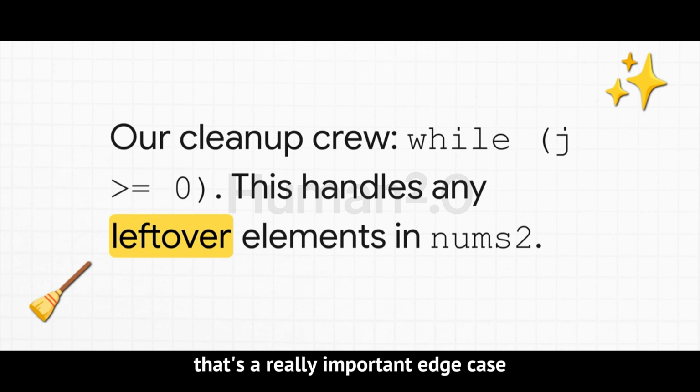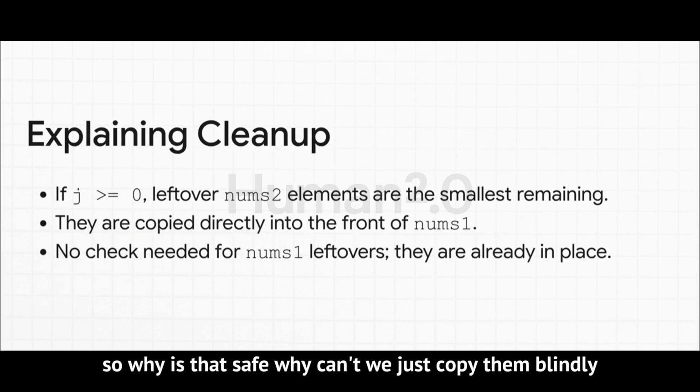That's a really important edge case. And the solution is so elegant. It's just this one extra tiny while loop. You can think of it as our cleanup crew. All it says is, hey, if there are still any numbers left in nums2, just copy them over to the front of nums1. So why is that safe? Why can't we just copy them blindly?